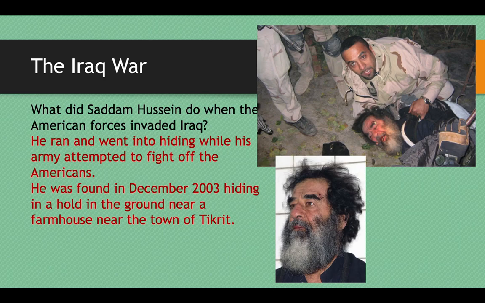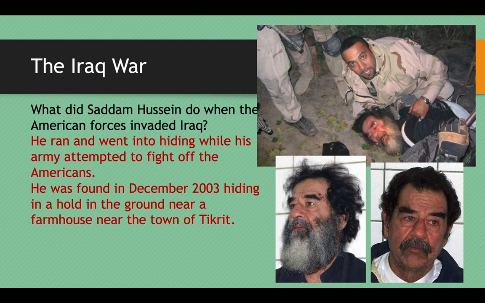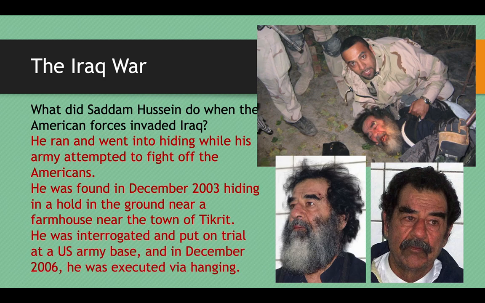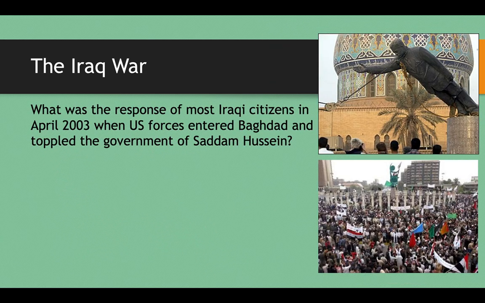There you see a picture of him being dug out of the hole in the ground that he had been hiding in. There you see a picture of him after he was taken prisoner, and then just to make sure it was him, we shaved him, and we're like, oh yeah, that's definitely Saddam Hussein. He was then interrogated. He was put on trial at a U.S. Army base for all of his many atrocities and other crimes, and in December 2006, he was executed via hanging.